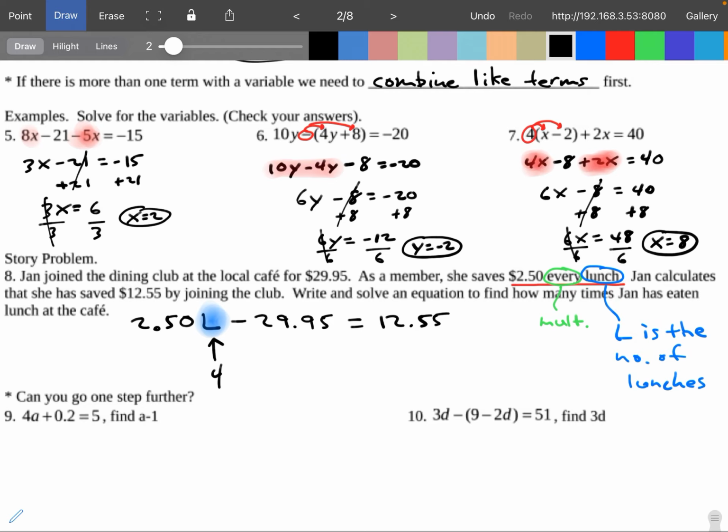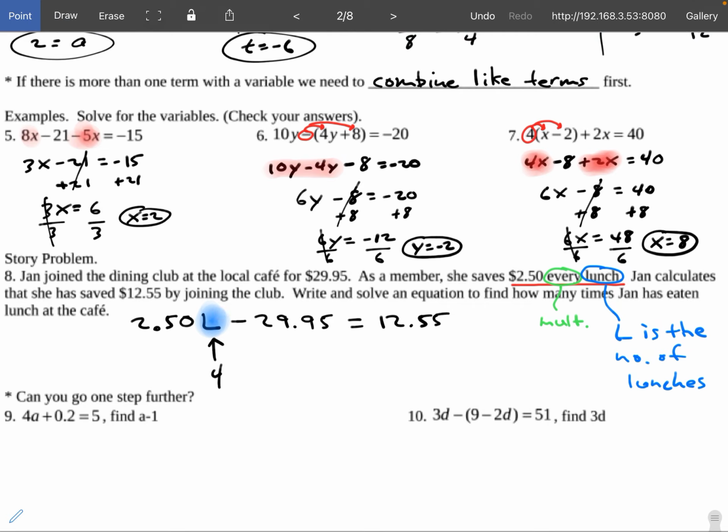But then she had to pay that $29.95 up front, so she's still in the hole. She's still in the negative $19.95. Does that make sense? So after 4 lunches, $2.50 times 4 is $10. $10 minus $29.95 would leave her at negative $19.95 still. But what we're going to want to do is figure out how many lunches L she needs to buy so that she ends up with a positive savings of $12.55. So we're just going to solve for L.